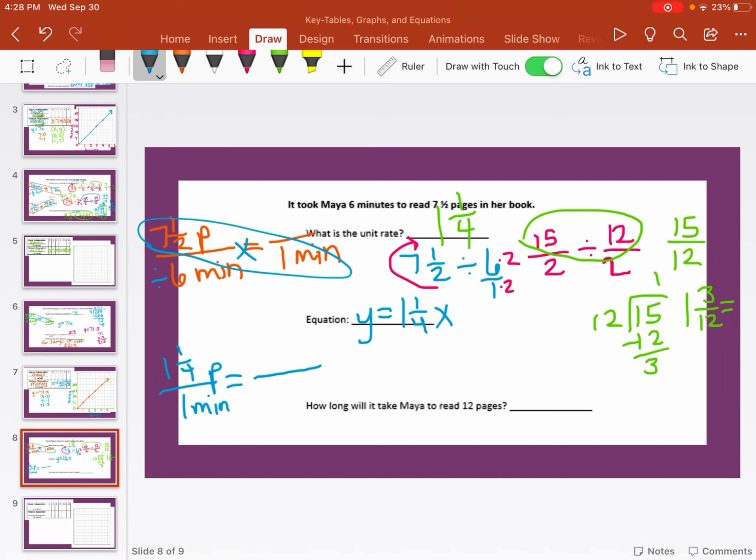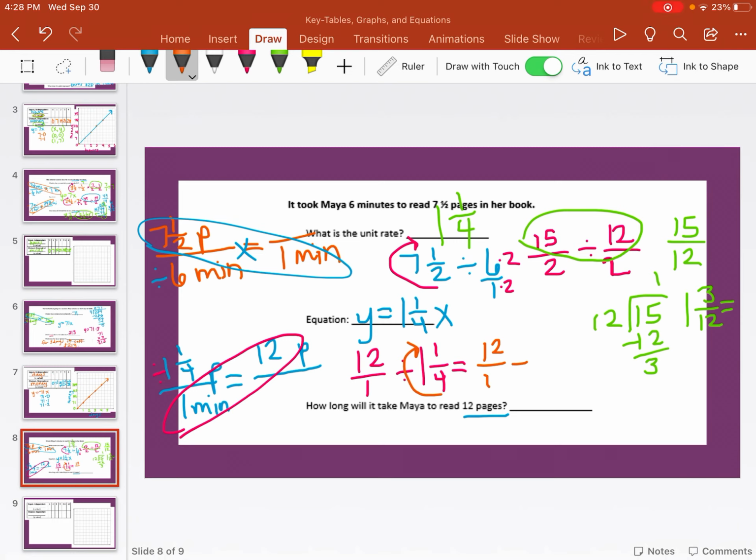I want to know what it is for 12 pages. So pages is on top. I got to put this on top. So cross multiply, 12 times 1 is 12, and then divide by 1 1/4. So 12 over 1 divided by 1 1/4. I'm going to go ahead and do my cartwheel here. So 12 over 1 divided by 5/4.